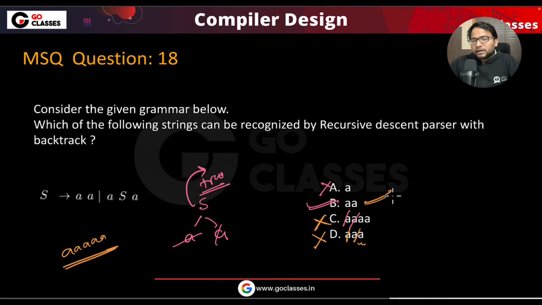So B is the answer here. And you can say this parser can parse only A.